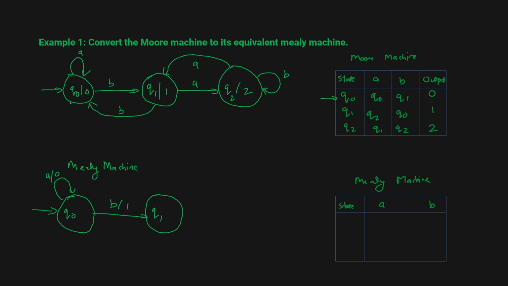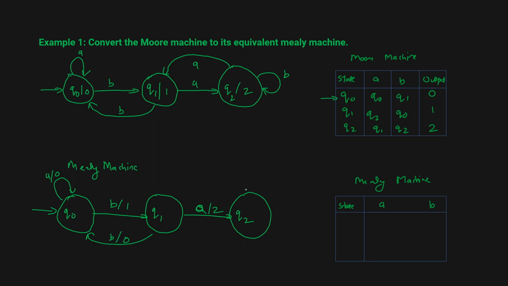Now, if you get input A in Q1, you go to Q2, and the output associated with Q2 is 2. So A slash 2. And if you get input B in Q1, you go to Q0 where the output is 0. So if you get input B, the output is 0, because the output associated with Q0 in the Moore Machine is 0.